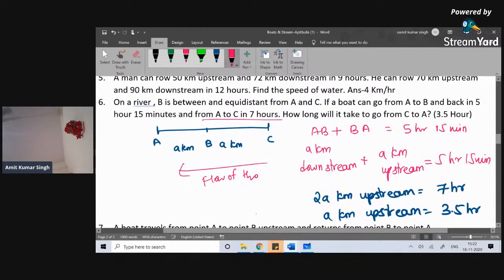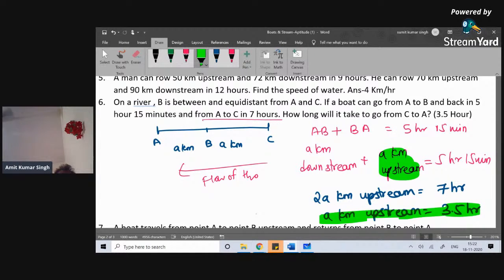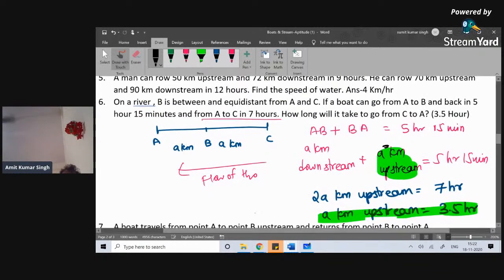So a boat went from A to C. A to C means 2a kilometers. So a kilometer upstream means 3.5 hours. So a kilometer upstream, this is 3.5 hours.